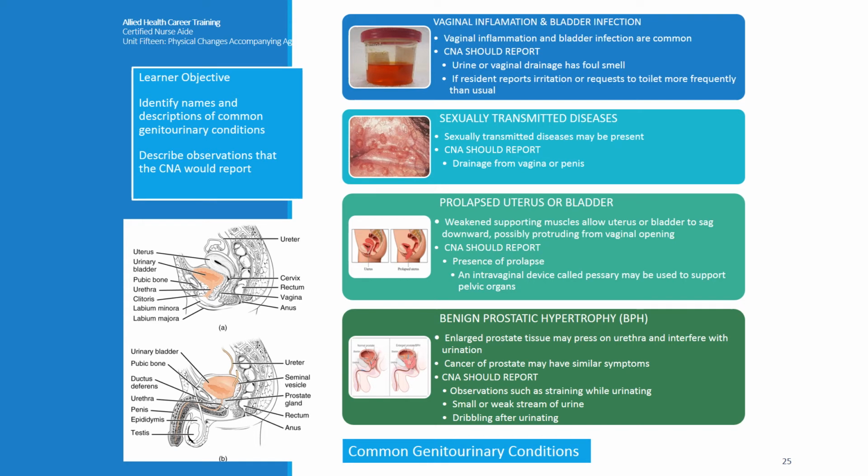One other thing is a prolapsed bladder or uterus. This is caused by weakened support muscles that allow the uterus or bladder to sag downward, possibly protruding from the vaginal opening. So you may see some tissue coming out. You want to report any presence of prolapse, anything hanging out of the vagina that you don't normally see, or a protrusion that looks like muscles coming out of the vagina.